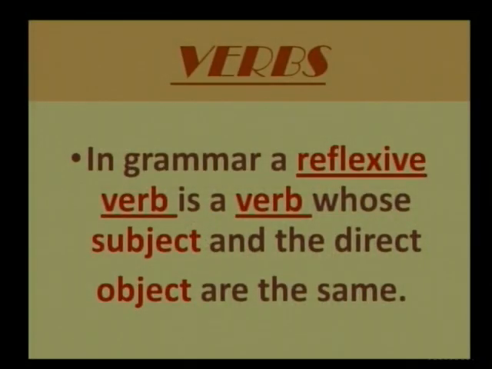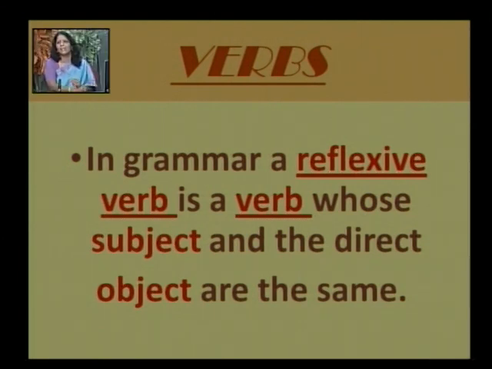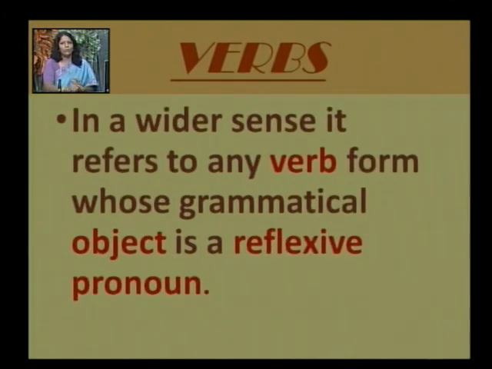Now in grammar, a reflective verb is a verb whose subject and the direct object are the same. And that is what you have to find out when you are looking for reflective verbs. Let's go to the next slide. In a wider sense, it refers to any verb form whose grammatical object is a reflective pronoun.